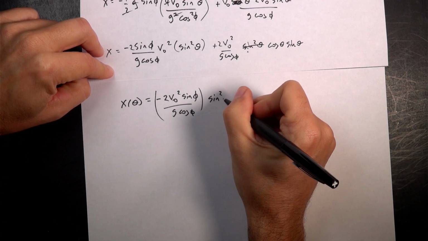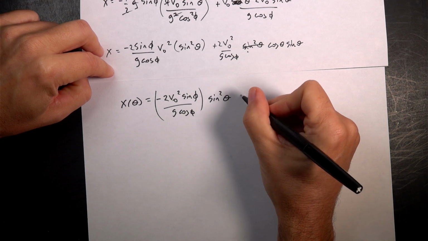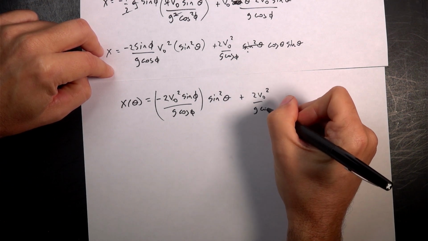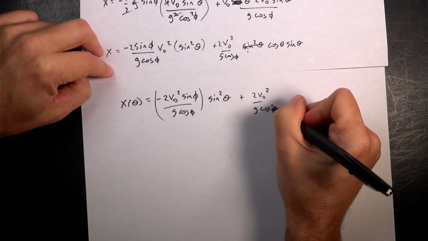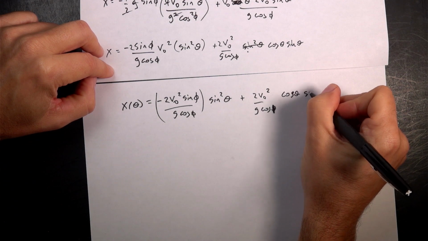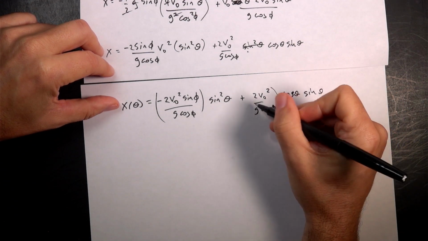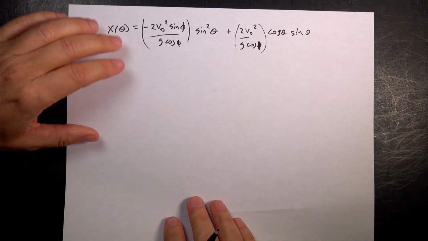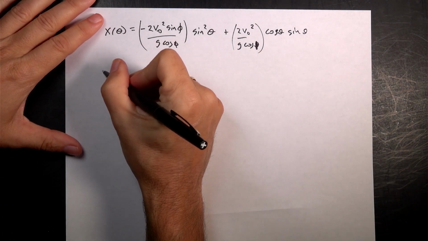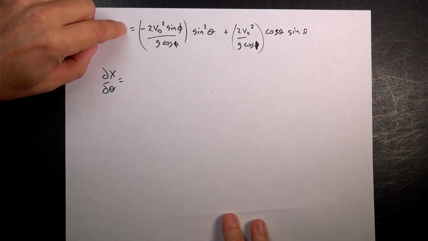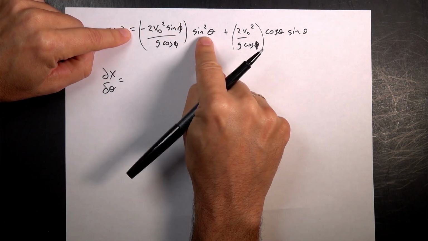Sine squared theta plus 2 v0 squared over g cosine phi times cosine theta sine theta. And that's in parentheses. Okay, so now technically it's a partial derivative. Let's take the partial derivative of x with respect to theta. I just want to know how it changes with theta. So this is a constant term, but this is not.